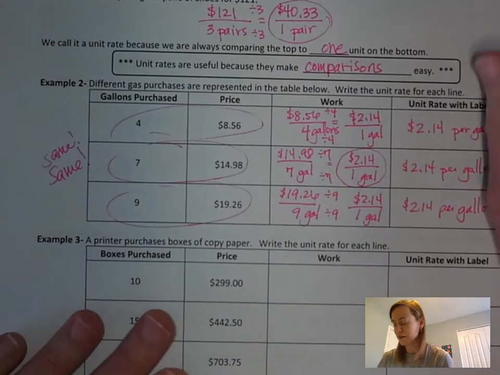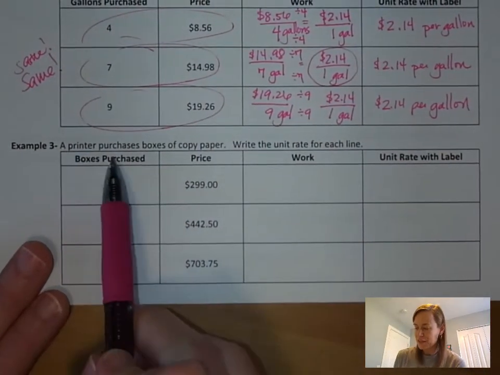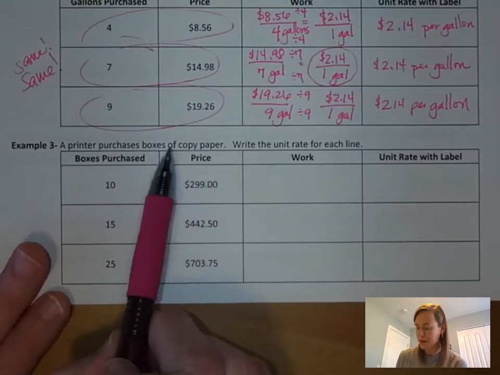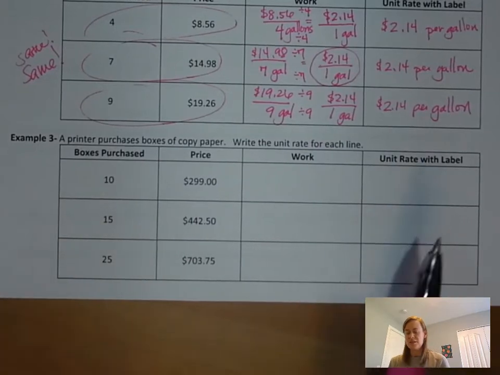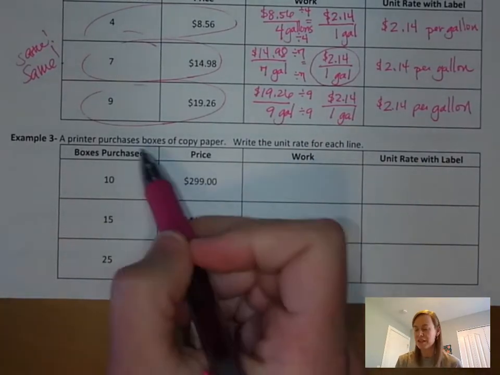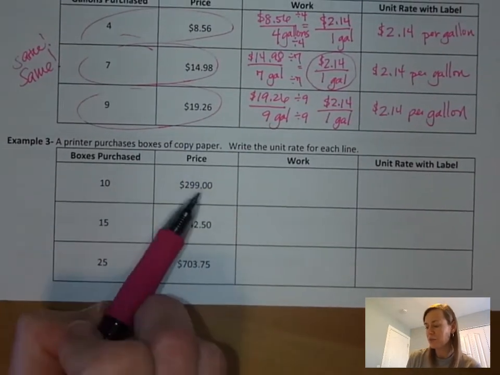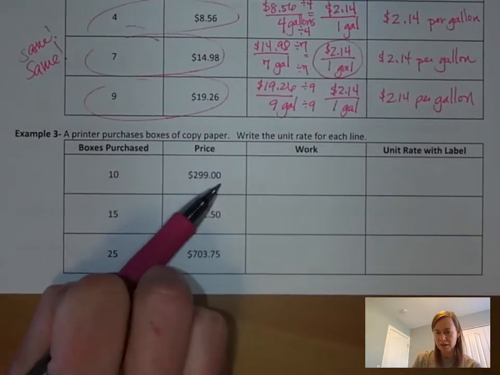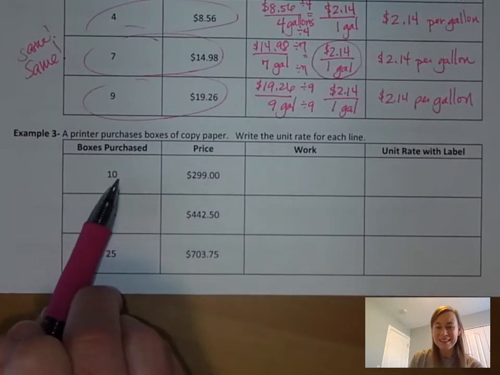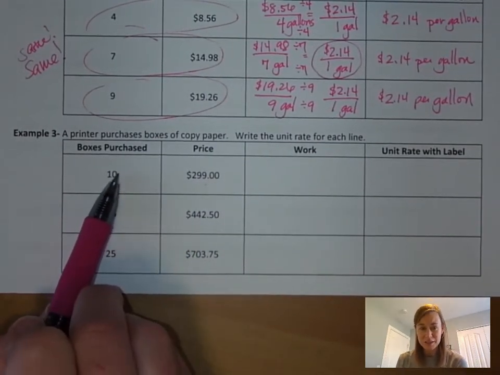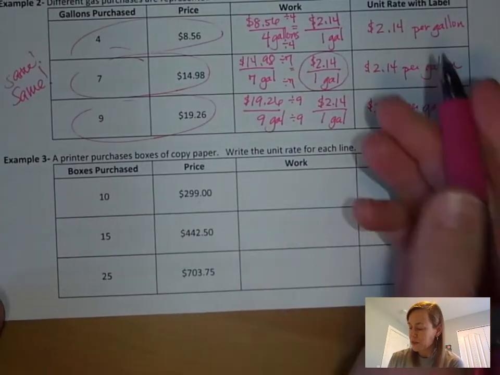Okay, let's go on to example 3. A printer purchases boxes of copy paper. Write the unit rate for each line. So you have someone who prints books or something purchasing boxes of copy paper. Should we figure out how many boxes he can get per dollar or how many dollars it costs per box? We're going to figure out how many dollars per box. And that's usually the way it's going to work with these problems that involve money. Usually the dollars are going to go on top. So let's do that.